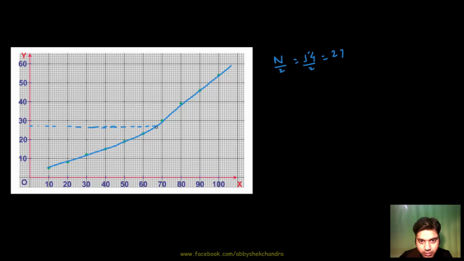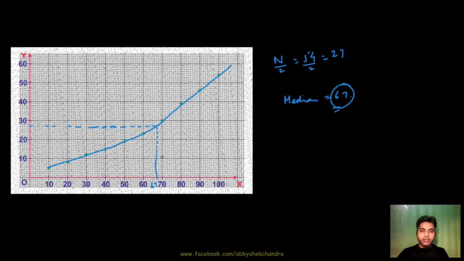So you drop a perpendicular down. It seems it's 67. So this is 67, so the median will be 67. This is basically the process. If you draw it accurately on the graph paper and draw straight lines, then you'll probably get the median as 66 or 68 or even 65. So whatever value you get here on the x-axis will be the median.